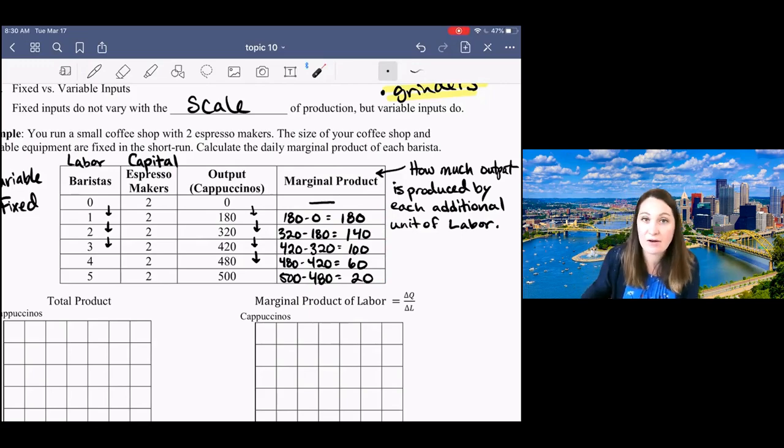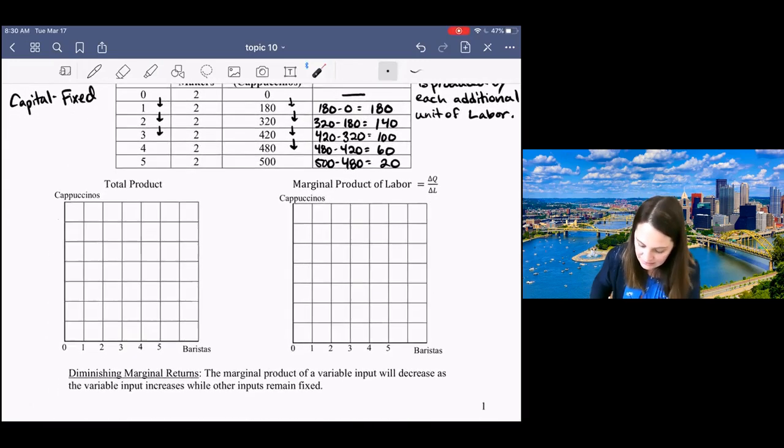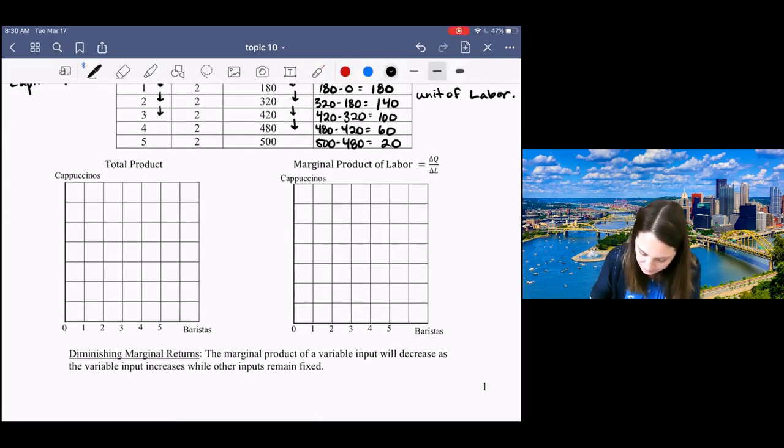That's an assumption that we actually always make in the context of production, called diminishing marginal returns. It means that the more you produce, the more expensive it becomes to produce it. In other words, the more of a variable input that I employ, the less productive that input becomes.